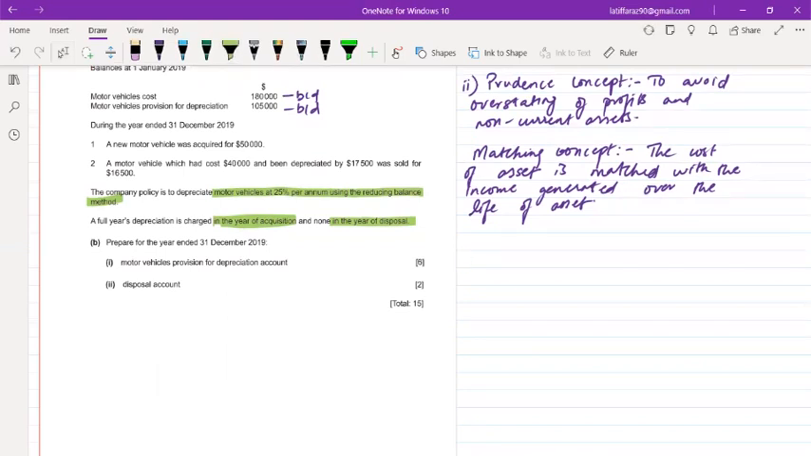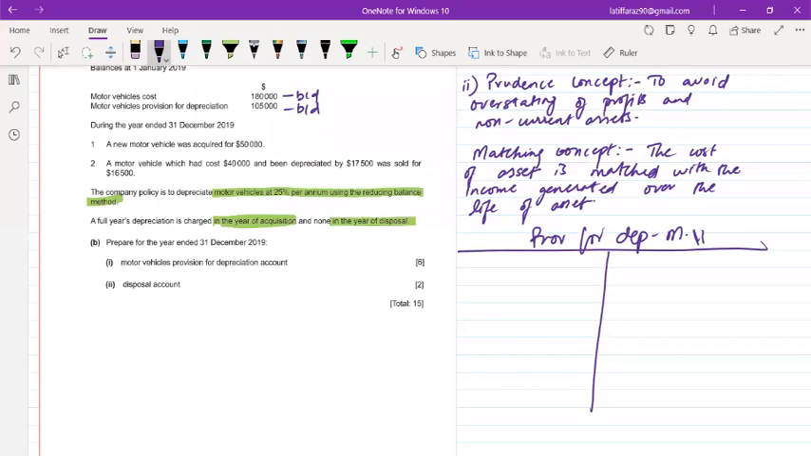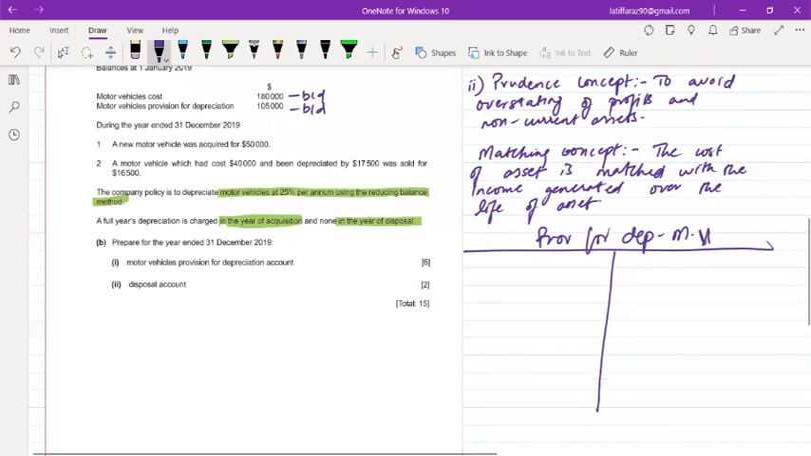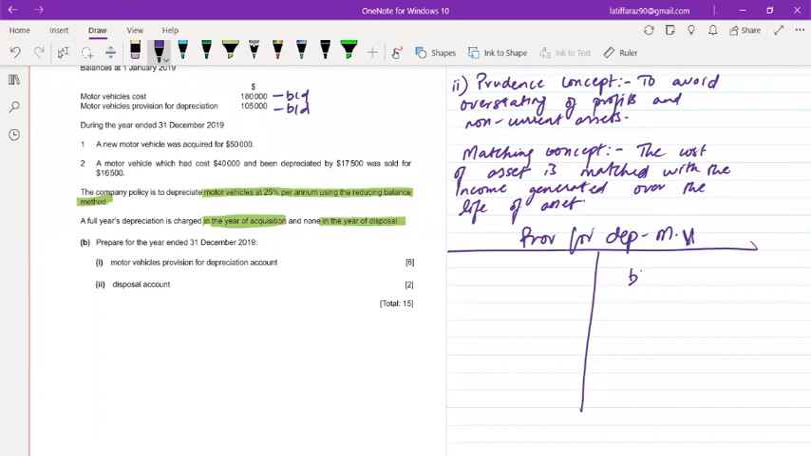Okay, so part B: prepare for the year ended 31st December 2019 the motor vehicles provision for depreciation account. So we have to make a provision for depreciation account for motor vehicles. So it is a provision account. So the brought down balance will come on the credit side, which is 105,000. The other two things which come in the provision for depreciation account are the income statement, which is the charge for the year, and the depreciation of the asset which has been disposed of.